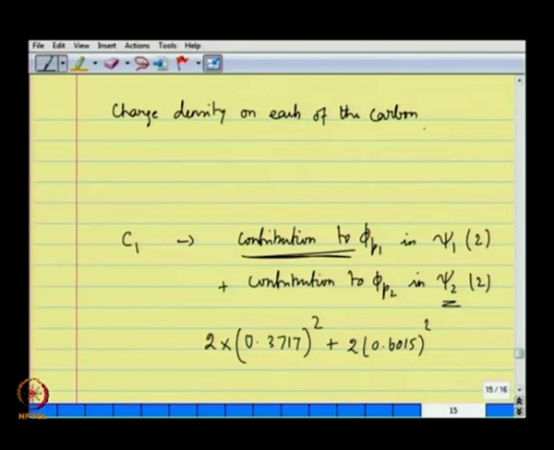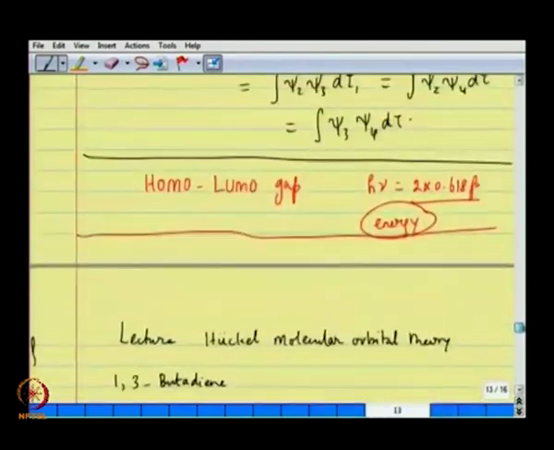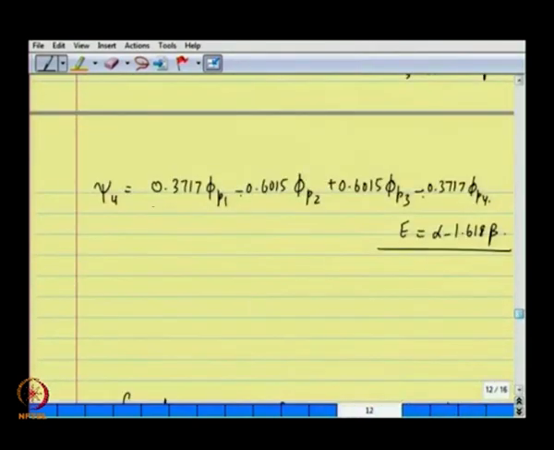So this is the total charge density on each of the carbons, in this case carbon 1, the sum of this, and this is of course equal to 1. Please remember, this is how we got the normalization constant. Any one of these, square, square, square, square, add them all up, it is 1, and that is what you have.